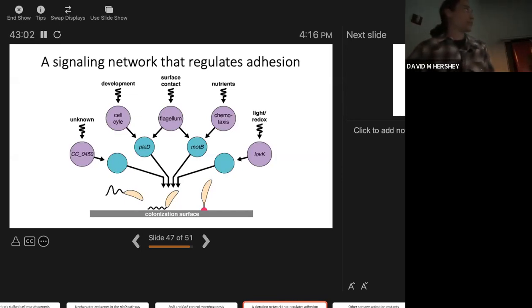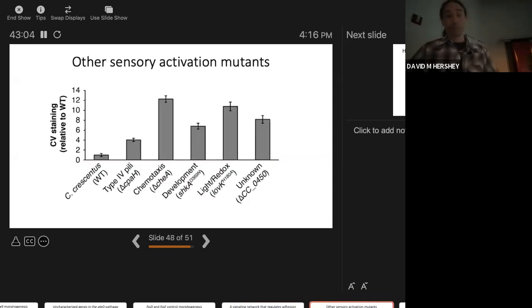And so it's cool to think about this in the context of the fact that we've been doing genetics in the system for a number of years, and we found lots and lots of different hyperadhesive mutants. So when you think about the way that delta FlgH works, you start to look at these and say, okay, each one of these mutants is activating some sort of signaling pathway that turns on holdfast production, right?